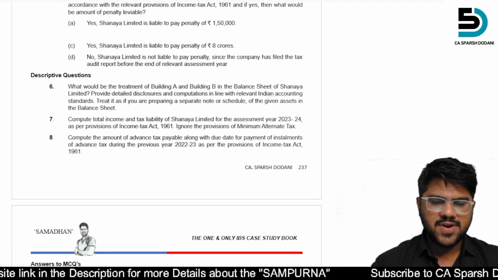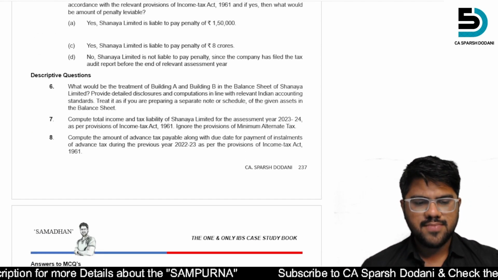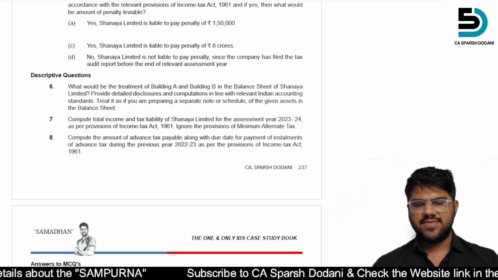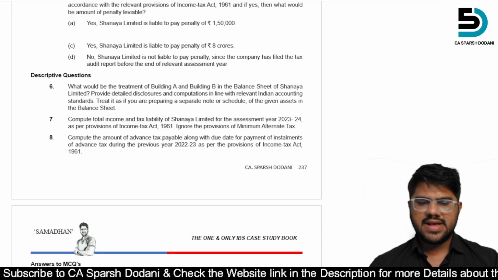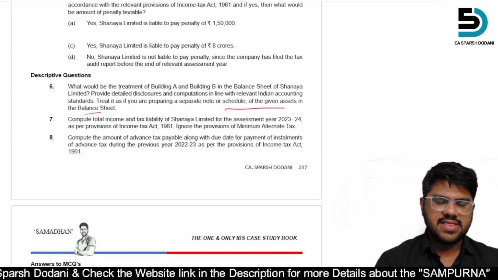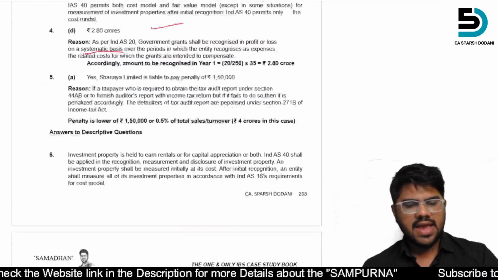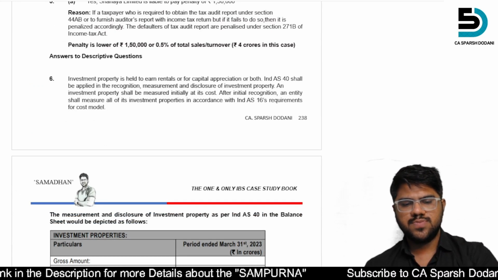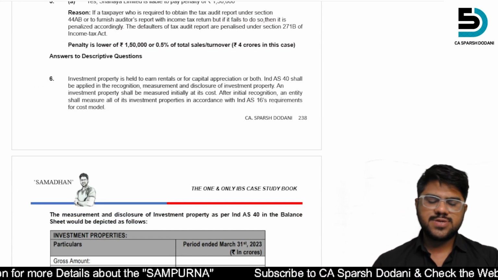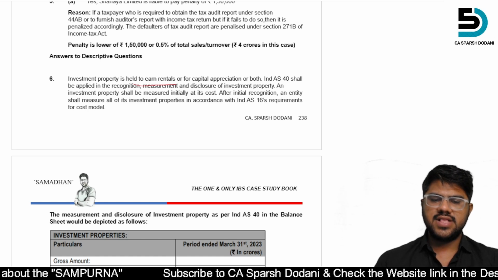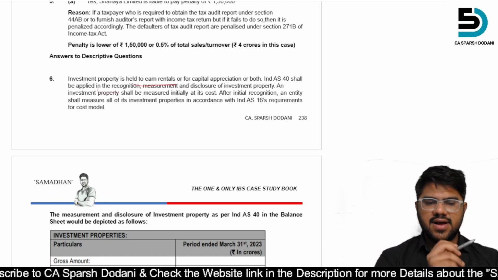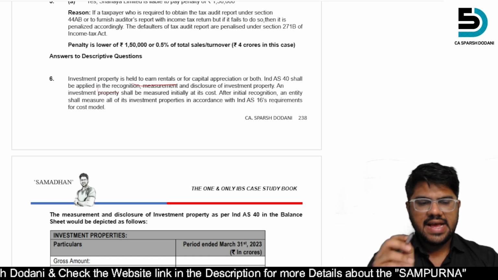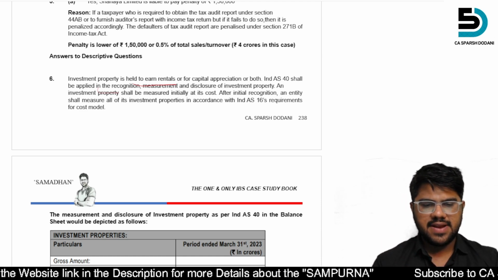What would be the treatment of building A and building B in the balance sheet? Provide detailed disclosure and computation in line with the relevant Ind AS, and treat it as if you are preparing a separate note schedule of the given asset in the balance sheet. So A and B, what should they be recognized at? Investment in property held to earn rentals, capital appreciation or both. Ind AS 40 shall be applied in the recognition.